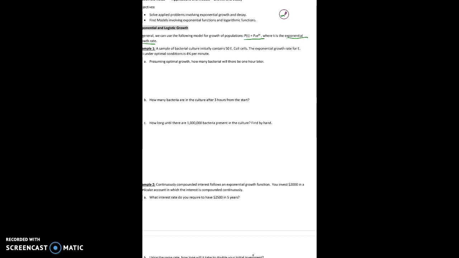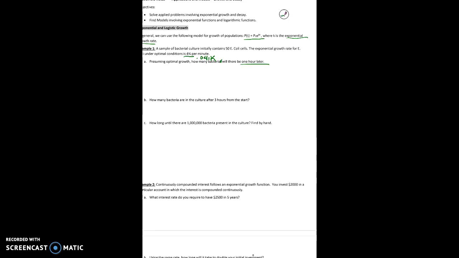And this is the general form that we can always use. So let's go ahead and look at example 1. It says a sample of bacterial culture initially contains 50 E. coli cells. The exponential growth rate for E. coli under optimal conditions is 4% per minute. So 0.04 is our exponential growth rate. That's K. So that equals K. A says, presuming optimal growth, how many bacteria will there be in 1 hour? We don't need to say bacterial, typo. Will there be 1 hour later?